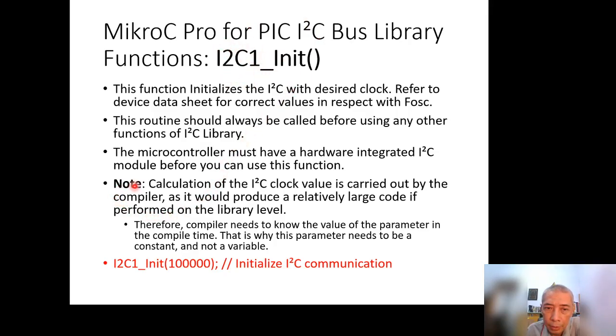This is a note. Calculation of the I2C clock value is carried out by the compiler. As it would produce a relatively large code, it is performed at the library level. Therefore, the compiler needs to know the value of the parameter at compile time. That is why these parameters need to be constant and not variable. For example, I2C1_Init(1000000) initializes I2C communication using the 1 megahertz frequency.